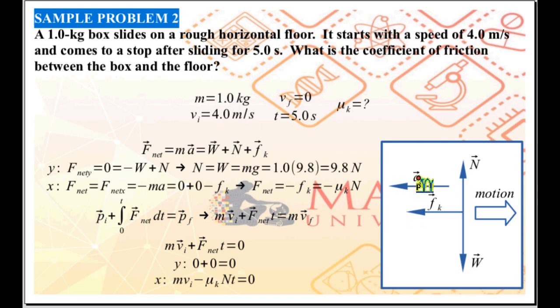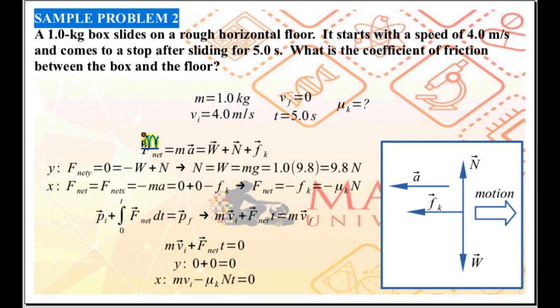And the box from initial speed 4 meters per second, the box comes to a stop, so the box is decelerating. The acceleration, a, is opposite the direction of the motion, so the acceleration is horizontal, negative direction. Since there is acceleration, we set F net to ma, and F net by definition is the summation of the forces acting on the system, on the object. So we have weight plus normal force plus kinetic friction.